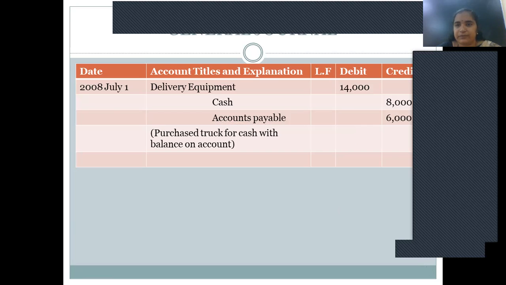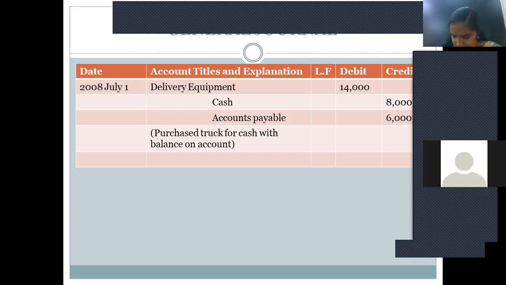Yes, anybody? Is it a personal account, a real account or a nominal account? When you talk about equipment or a vehicle, what kind of account is it? Can you hear me? Answer yes or no. If you say no, at least I can understand. So what type of account is equipment? Is it an asset, an expense, or a person? Asset, yes. So it is a real account.